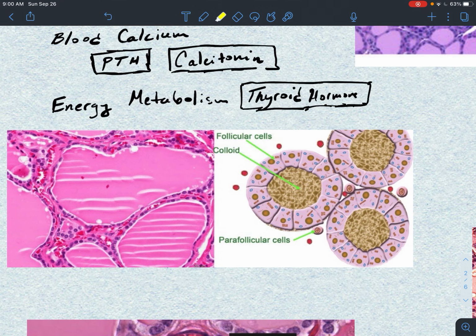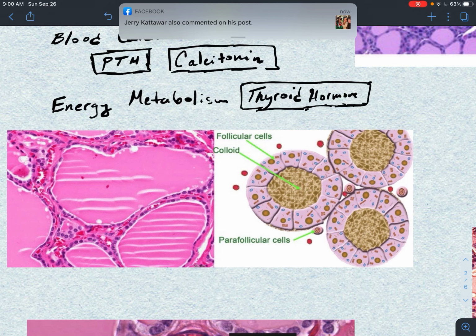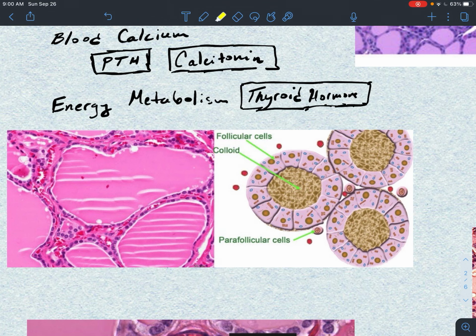So in this image, I've got a close-up view of that colloid, right? Surrounded by those follicular cells or that follicular epithelium. And so what you should notice is that these are, in fact, these cuboidal or square-shaped cells, right? And they're encircling that colloid, right? And they're going in a circle, and the colloid is there in the middle.